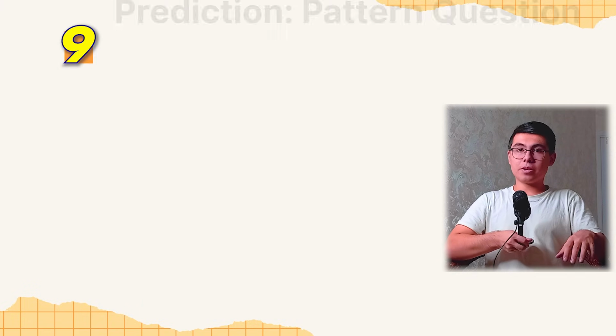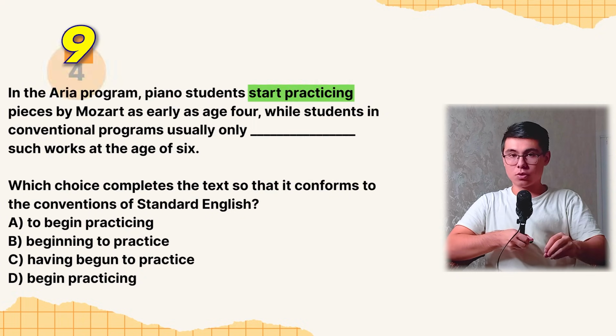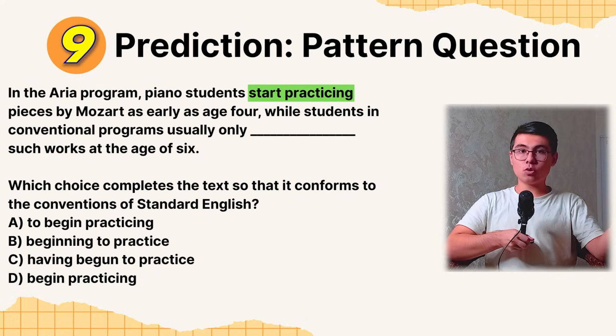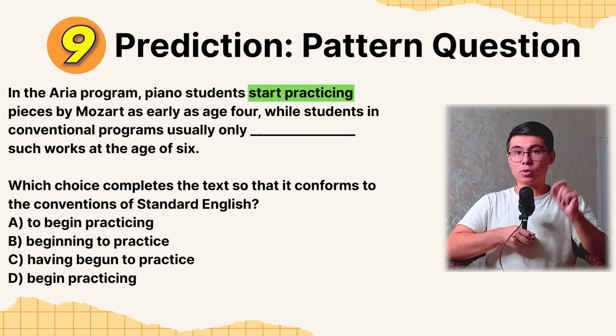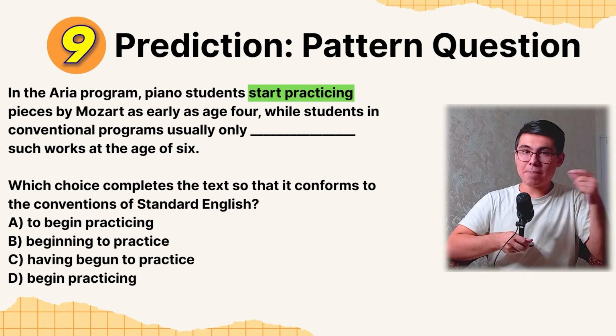Prediction number 4, pattern question. The sentence is comparing 2 actions, what Suzuki students do and what regular students do. The first part says students start practicing pieces by Mozart as early as age 4. So the structure is start practicing, that's verb plus ing form, and that's the pattern here.